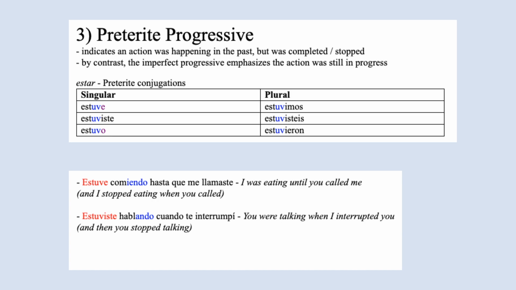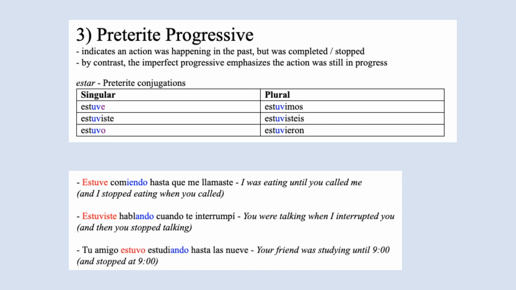Estuviste hablando cuando te interrumpí. This indicates that you were talking up until the point that I interrupted you. Tu amigo estuvo estudiando hasta las 9. This indicates that your friend was studying up until 9 o'clock, and he stopped at 9 o'clock.